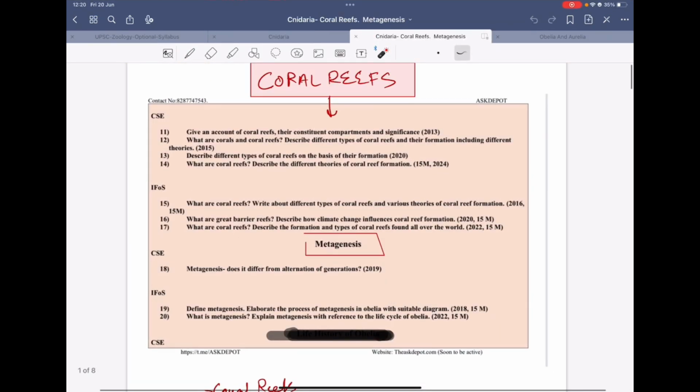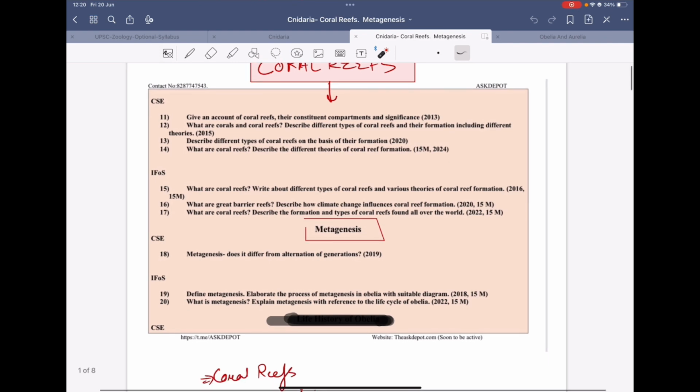It has been asked and repeated many times. You will see that coral reefs are one of the favorite topics of the UPSC in civil services as well as in the forest services. Like you have questions such as: give an account of coral reefs and their constituent compartments and significance, the corals and coral reefs. This theme has been repeated many times. So the topic of coral reefs is important. We will see the structure and types of coral reefs and also the related theories.